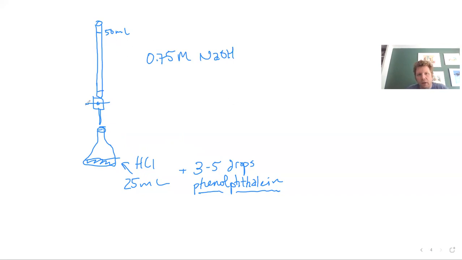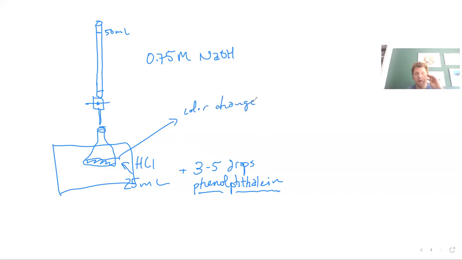What I'm going to do is open this valve, and I'm going to put a piece of paper or some sort of contrasting surface, like a white surface, behind or below my Erlenmeyer flask. Because I want to add sodium hydroxide until I see a color change. And that color change is going to be a very, very faint pinkish violet type of color. So I'll say pinkish.